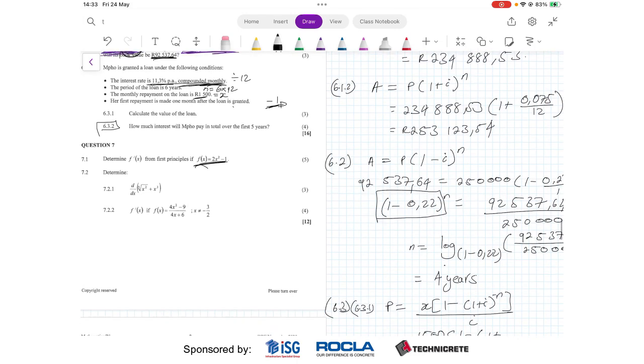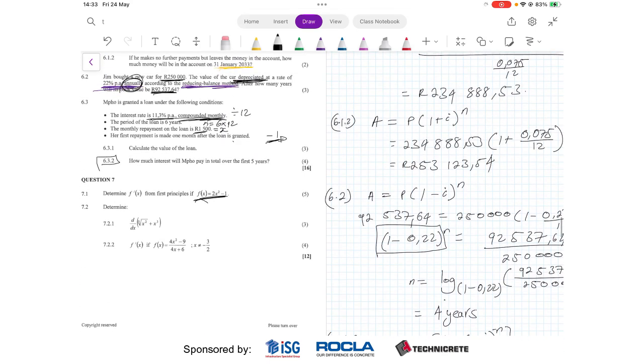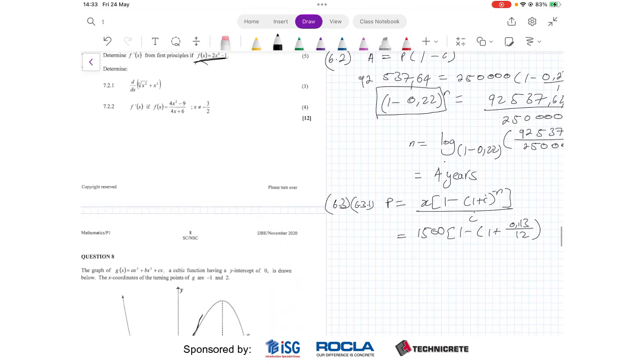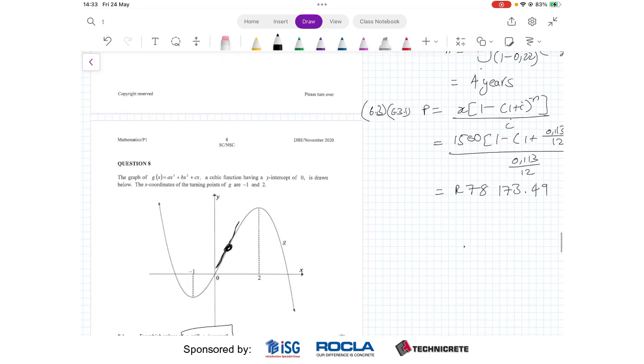What is the interest? The interest is 11.33%, that is 0.113, divided by 12, because remember, it is compounded monthly. And finally, N is minus 72. All of that divided by 0.113 over 12, and your final answer will be 78,173.49.